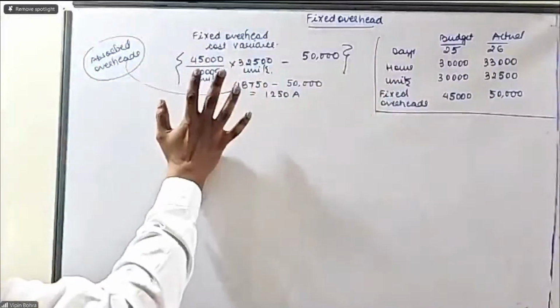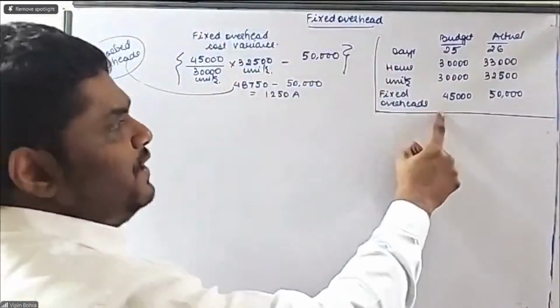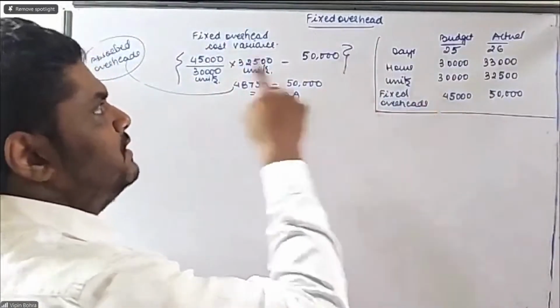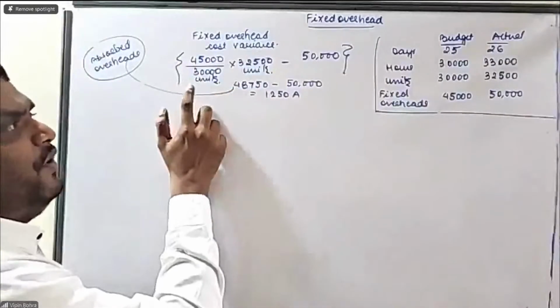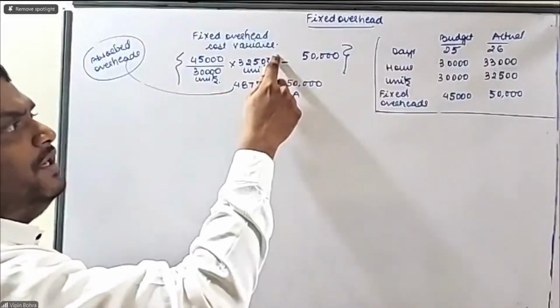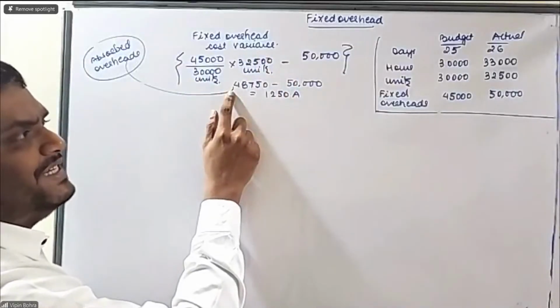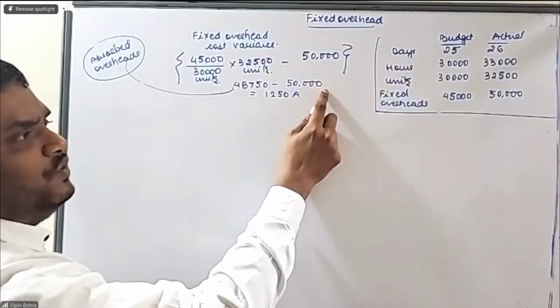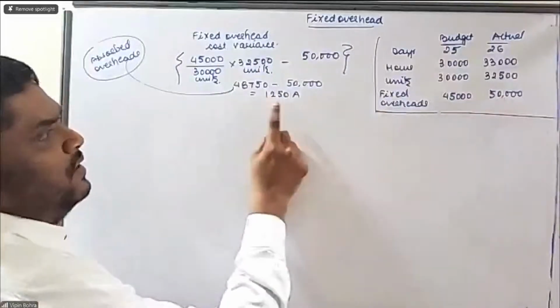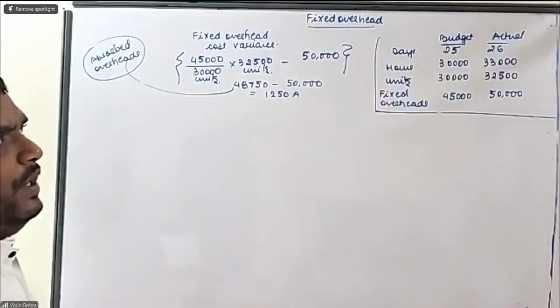So fixed overhead cost variance, very simple. 45,000 overheads for 30,000 units. So for 32,500 units, how much? 48,750. Minus my actual overheads, how much? 50,000. So this will be 1250 adverse.